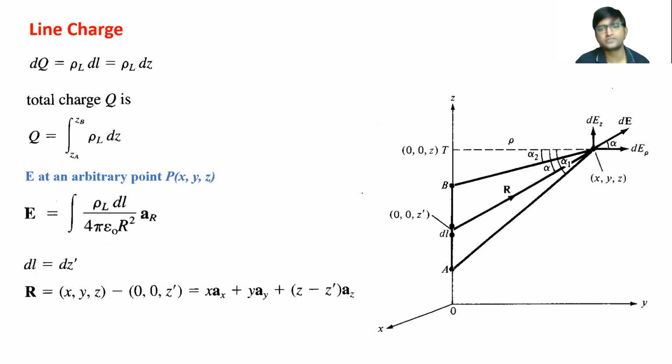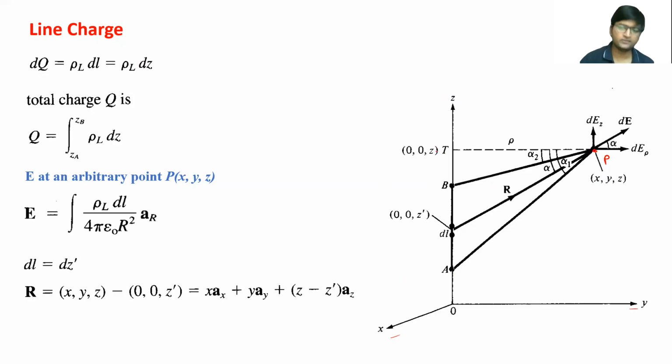Now, let us first discuss in detail the line charge distribution. What I have done is I have taken a line charge along the z-axis, right? As you can see, this is the x-axis, this is the y-axis, and in the top direction, there is the z-axis. So the charge is distributed over this z-axis on a straight line, and at a point P, which is represented by x, y, z, you have to find the electric field.